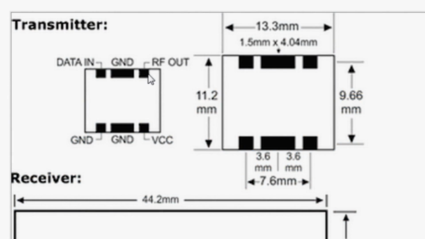I forgot to mention that the transmitter has an additional antenna output. If you want to get an extra range, you can make one. So far, I'm fine without an antenna.